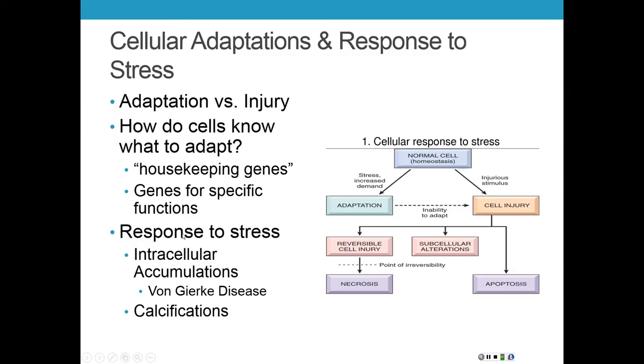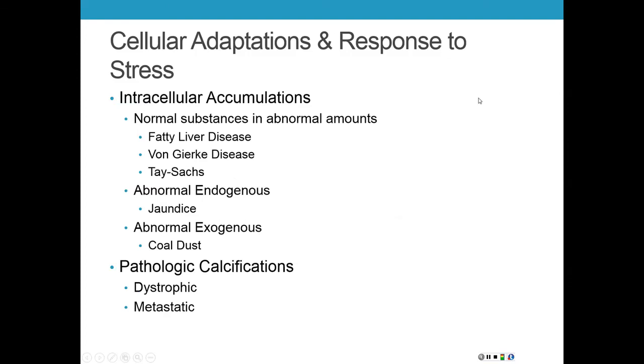Now, I mentioned intracellular accumulations and calcifications. This is something else that can happen in adaptation. Going forward, we can look at a few more categories of what we mean by intracellular accumulations. What we're really talking about is the buildup of substances in the cell that should not be there. So these are things that might be normal.